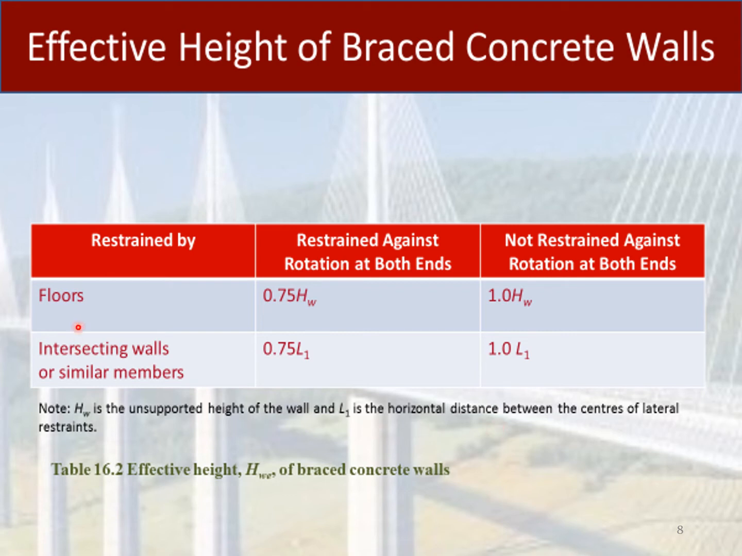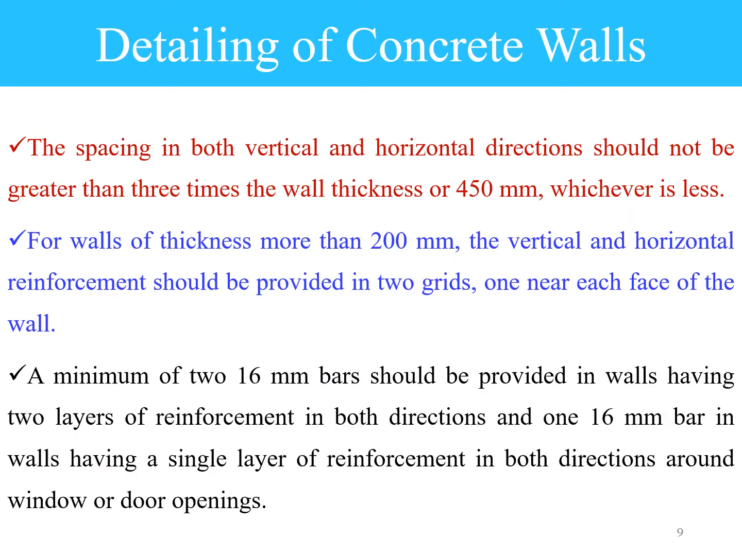In case a wall is intersected by a number of lateral walls, then 0.75 times L1 and 1 times L is the effective length of my wall systems. If intersecting walls or single walls are provided, L1 is the unsupported length of my wall system. This row will talk about the effective length of my wall. The first row will talk about the effective height of my wall. Based on this, we can calculate the effective height or effective length of my wall, which determines the slenderness ratio.